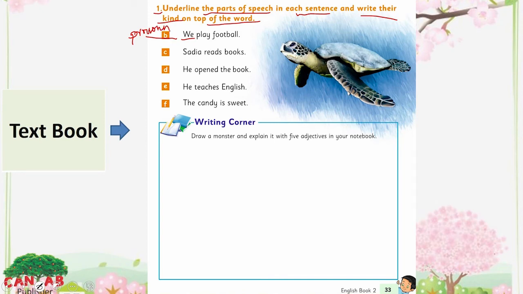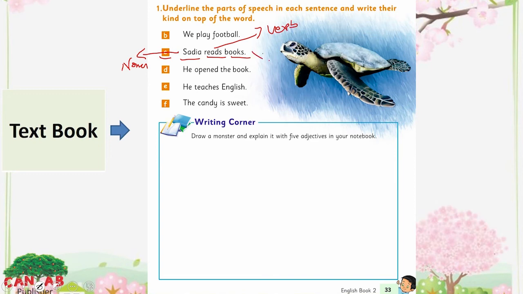And play आपका क्या इंडिकेट कर रहा है? Yes, verb, it's an action. और फुटबॉल क्या है आपका? Yes, it's a noun. C है आपका सादिया reads book. अब सादिया क्या है? noun है. read क्या है? action है, verb. और books क्या है आपका? Yes, it's again noun.